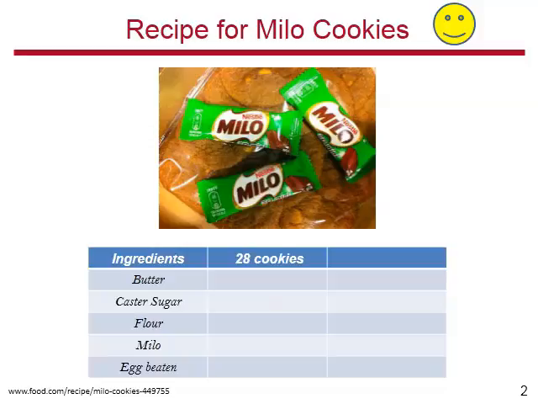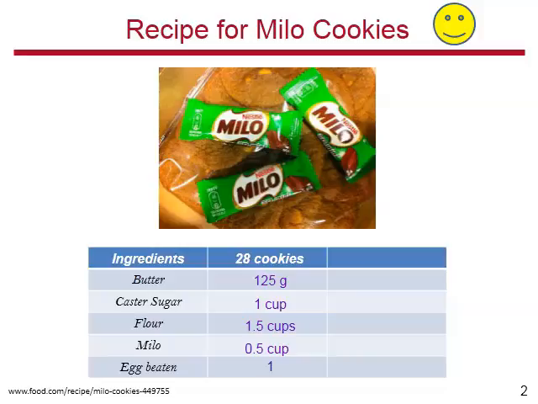Suppose you want to bake 28 cookies. So let's take a look at the masses of each ingredient required. You need 125 grams of butter. You need 1 cup of caster sugar, 1.5 cups of flour, 0.5 cups of Milo, and 1 egg beaten.